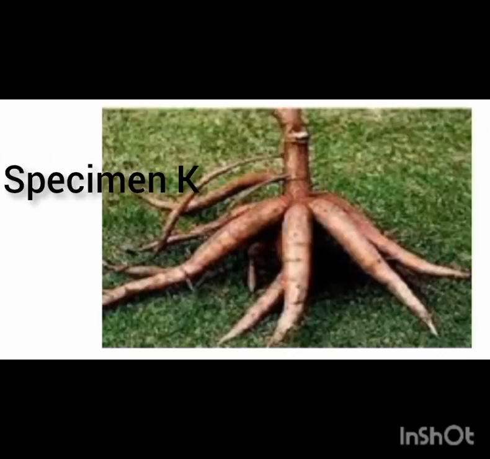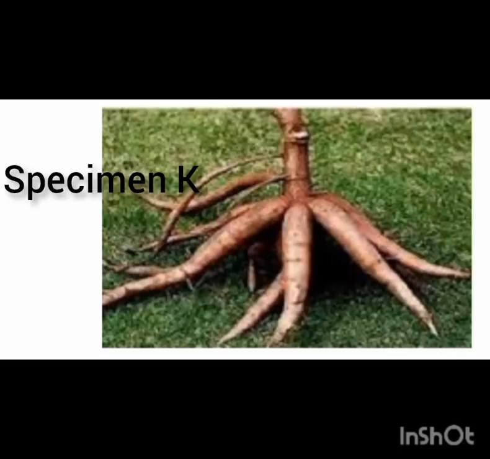So the next specimen now is specimen K, which is the cassava tuber. Specimen K, the cassava tuber, is a biennial crop, which means it grows and matures in 2 years. Cassava belongs to the phylum Tracheophyta, the angiospermophytes, then the spermatophytes.